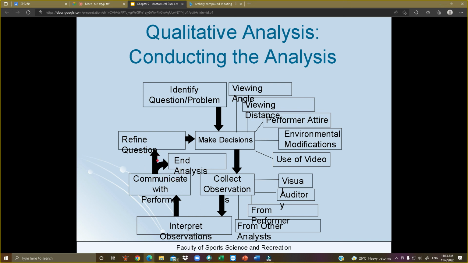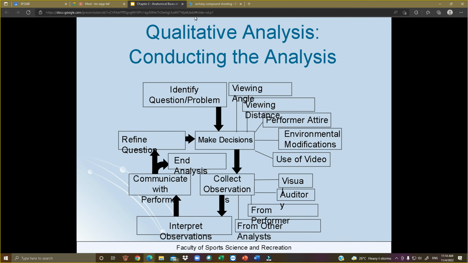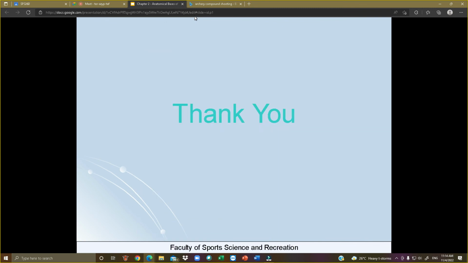After you have given feedback to the performer, you have one more question: is it solved? If solved, you end the analysis. If not, you refine. Oh, the problem is not the left hand, we need to look at the right hand, and repeat the cycle. This is how we conduct qualitative analysis. Quantitative is harder: you measure directly, how many degrees. That is the difference between qualitative and quantitative. That's all for today's class.